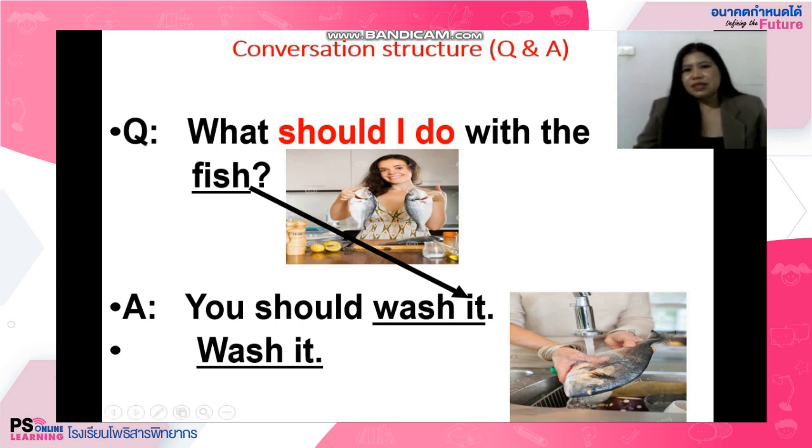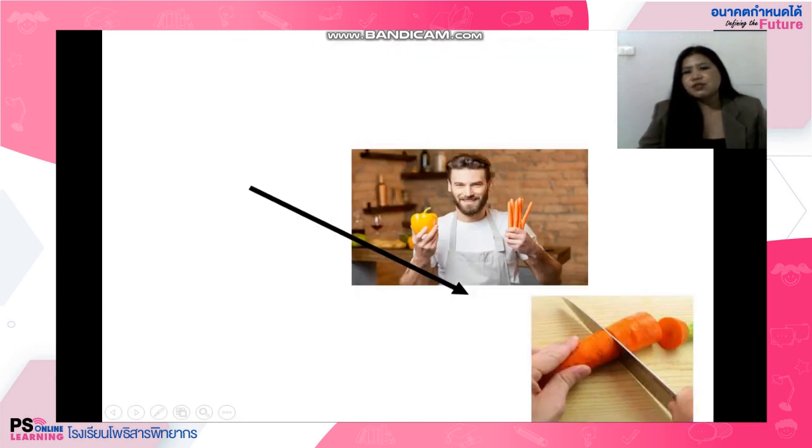Okay. But of course, to do this, remember you have to look at the first photo going to the second photo. Okay? Look at the first photo for the thing or the food and then the action for the second photo. All right? I'll give you more examples. Okay? So question and answer. So, for example, this one.